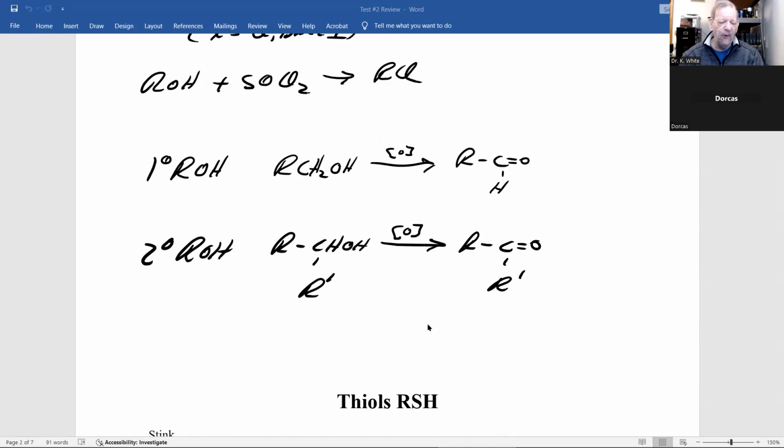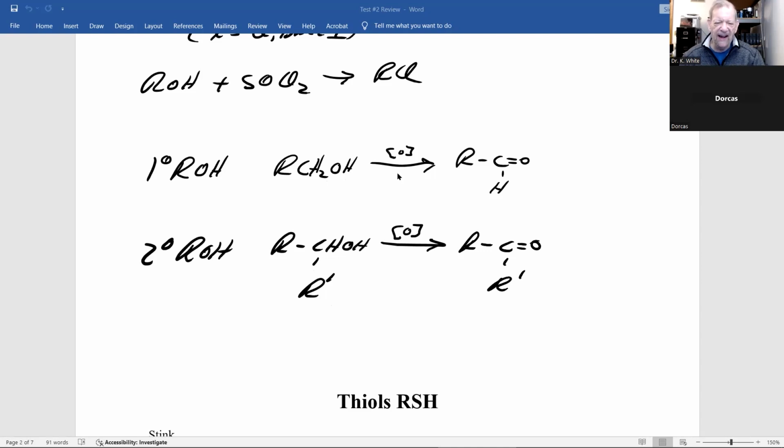All right, now I will never ask on a test or a final what type of alcohol it is, but when you have one R group on the carbon with the hydroxyl group, that's a primary alcohol. Two R groups, which can be same or different, that's why we have R and R prime, it's a secondary alcohol. If you take a primary alcohol and oxidize it, you lose the hydrogen here and form a carbon-oxygen double bond. You don't break carbon-carbon single bonds. And you get an aldehyde. We'll talk about aldehydes a little later tonight.